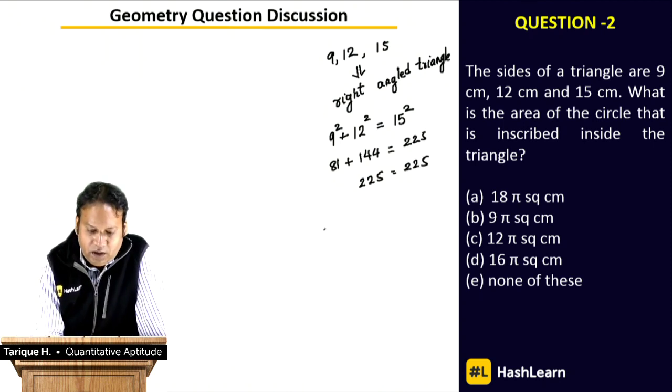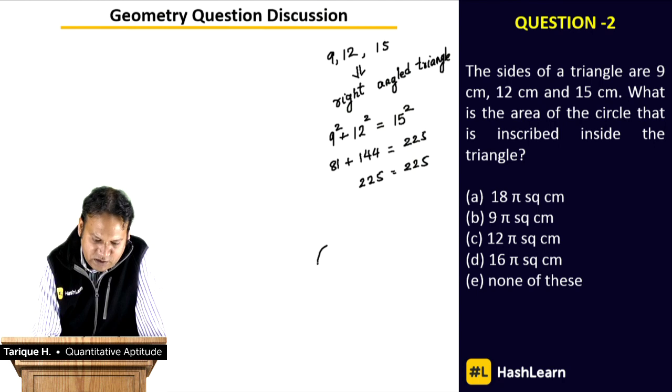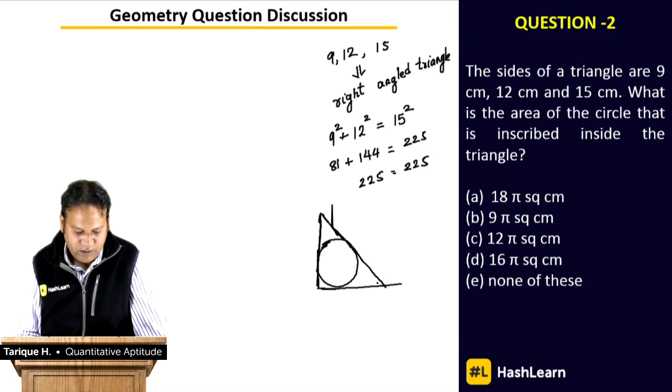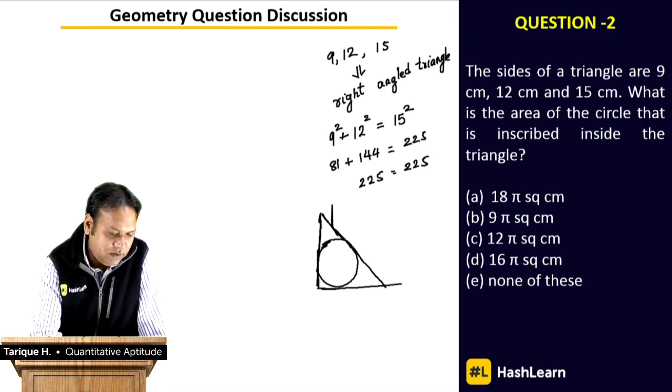Okay. Now here, if you make this triangle and first let's make a circle first. Just to inscribe the circle in a right angle triangle. Let me draw a right angle triangle here. And inside this triangle there is a circle inscribed. Okay. So let me just, one second.